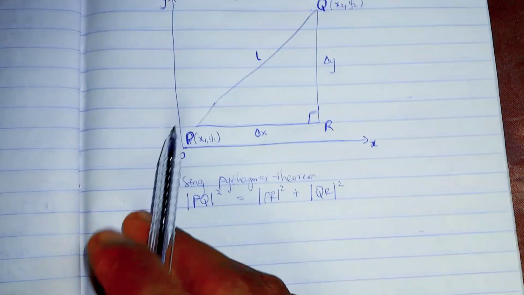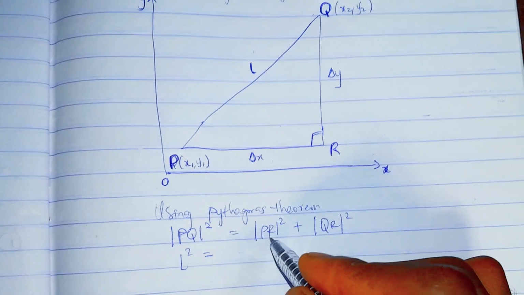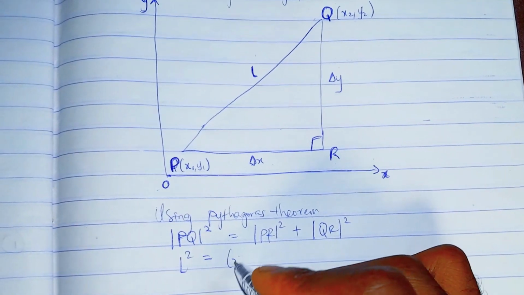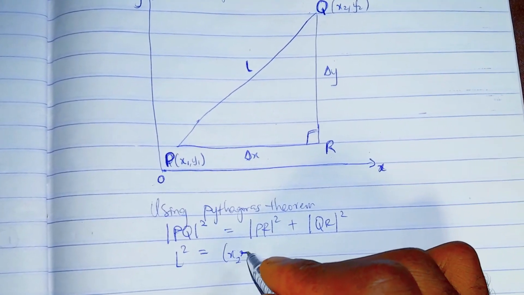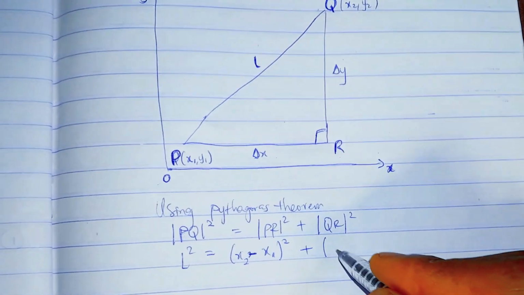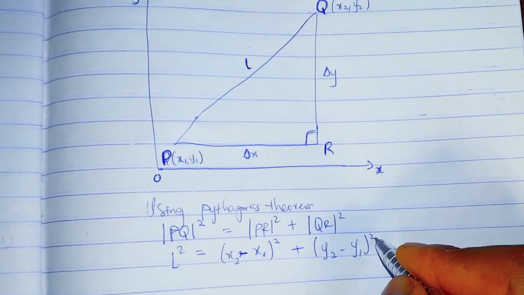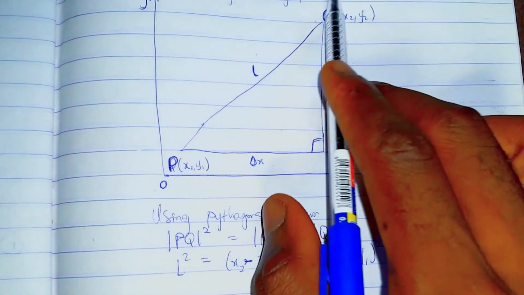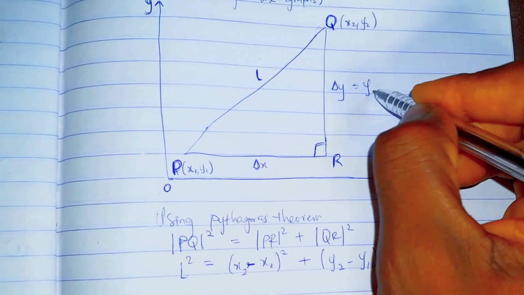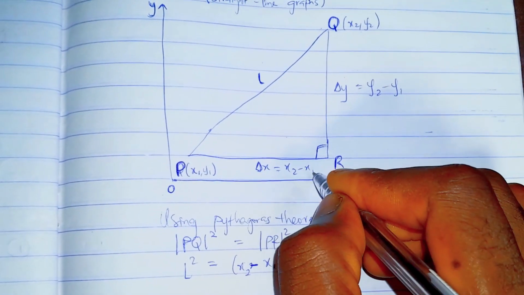That is, I'm going to have this as L squared equals, now PR, which is this, is change in x, and that's x2 minus x1 all squared, plus y2 minus y1 all squared. Why? Because QR is change in y. Change in y is equal to y2 minus y1. So let's put it there, and this is x2 minus x1.